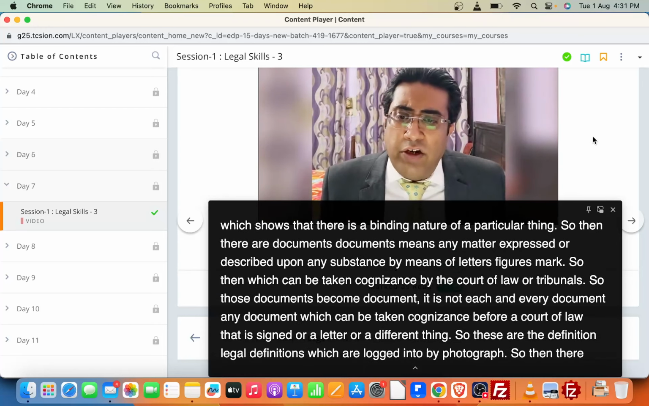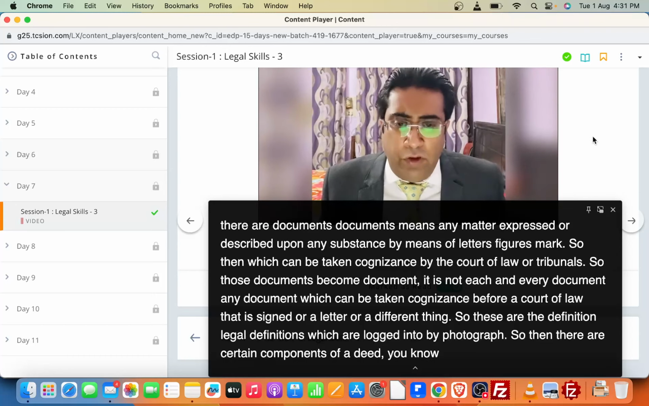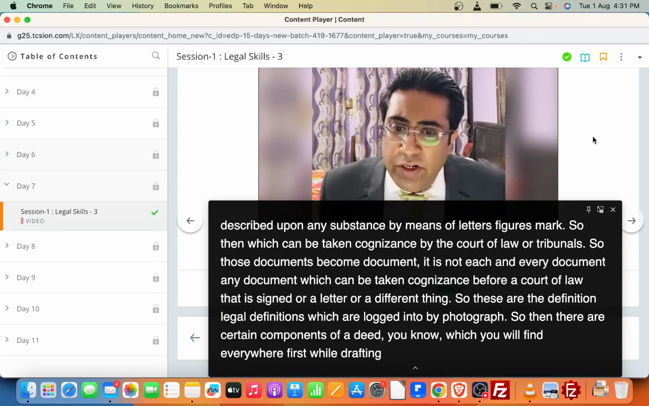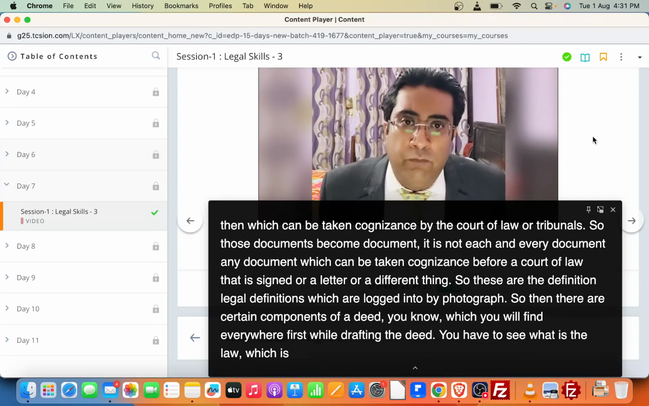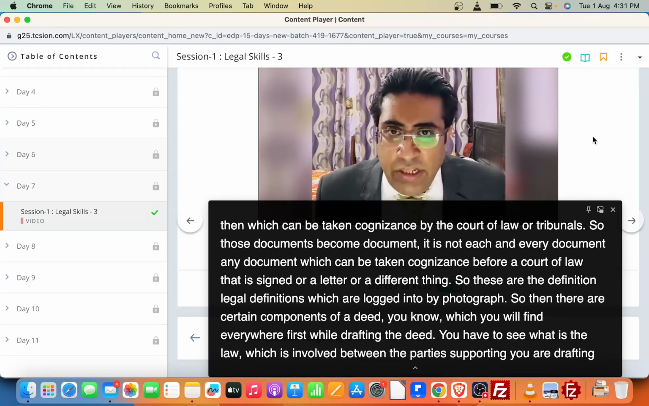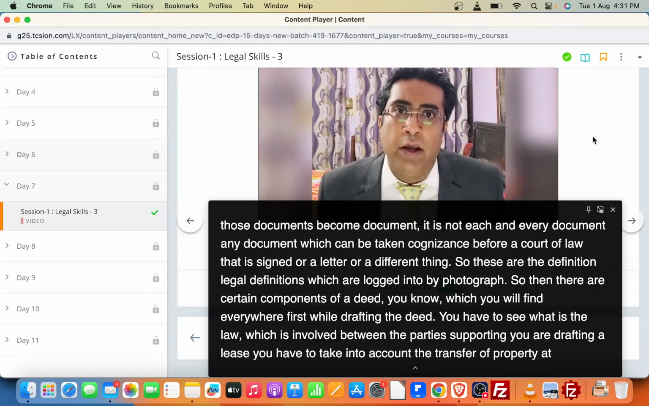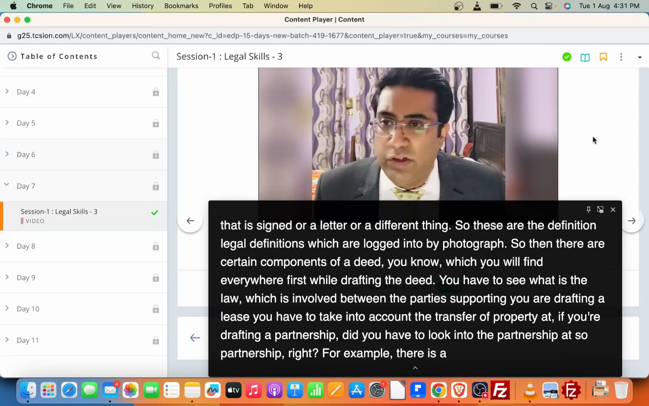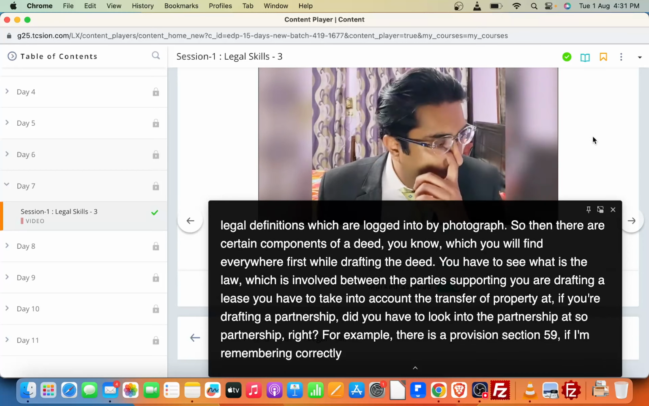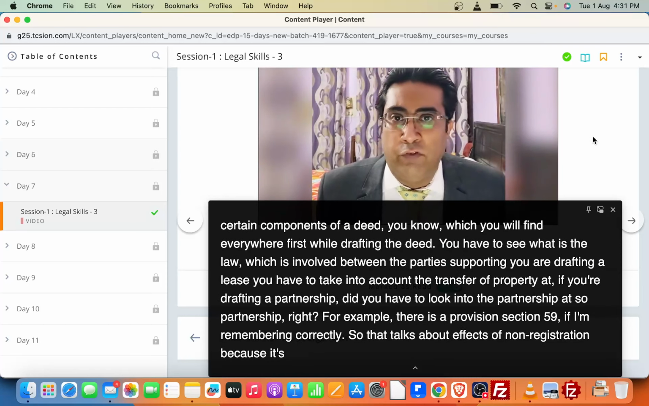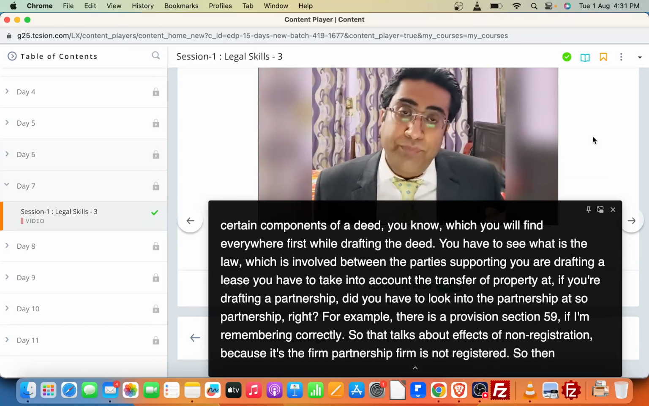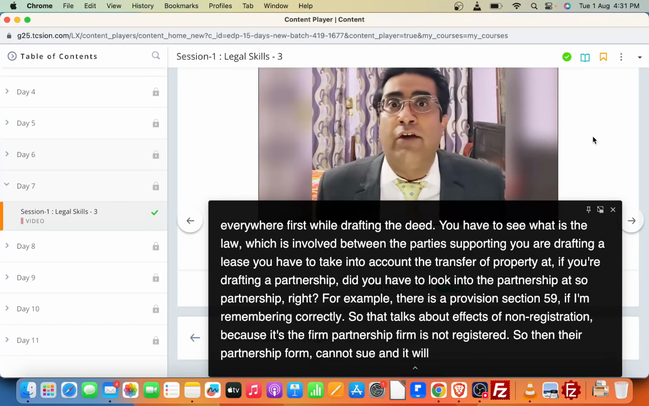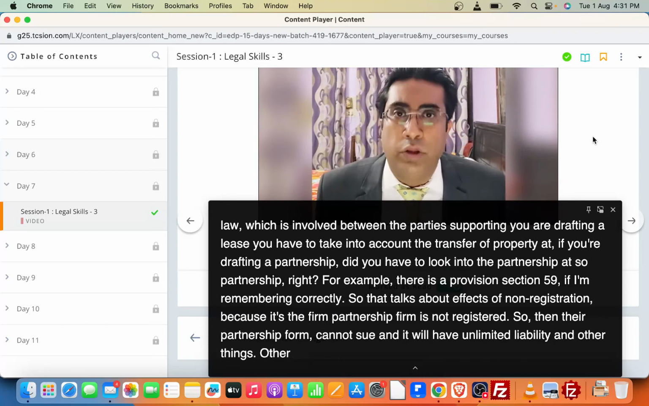So then there are certain components of a deed which you will find everywhere. First, while drafting the deed, you have to see what is the law which is involved between the parties. Supposing you are drafting a lease deed, you have to take into account the Transfer of Property Act. If you are drafting a partnership deed, you have to look into the Partnership Act. In the Partnership Act, for example, there is a provision, section 59, if I'm remembering correctly, that talks about the effects of non-registration, because if the partnership firm is not registered, then the partnership firm cannot sue, and it will have unlimited liability, and other consequences entail.